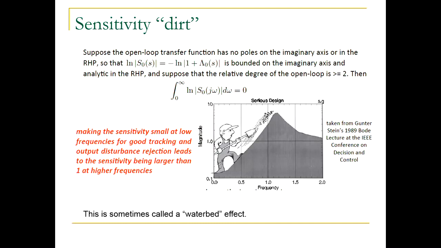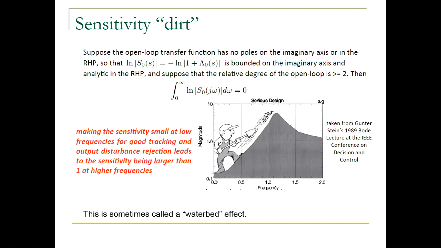But what does this fundamental limit say? Well, if you are working hard to design your controller to make the gain low at low frequencies, you will be piling up that gain somewhere else. There's some sort of preservation of gain. And the precise formula is given there, so it's a precise statement. It says there, suppose that the open loop transfer function has no poles on the imaginary axis or in the right half plane. So basically, the open loop transfer function is stable, right?